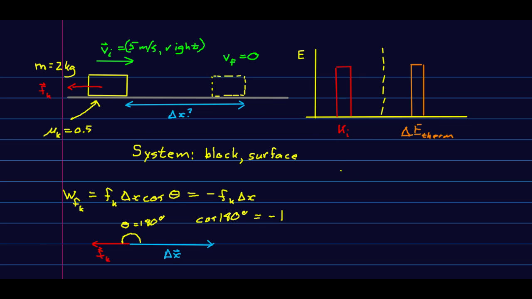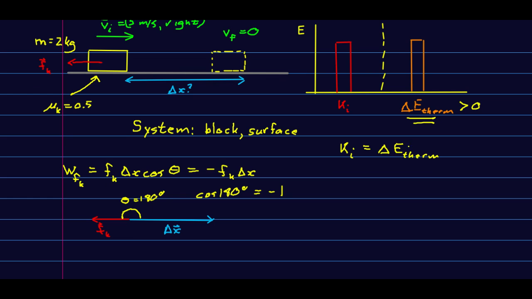We have Ki equals the change in thermal energy. But now here's where there's a sign issue, because while the work done by friction is negative, the friction force magnitude times the displacement magnitude, so this is a negative number, we know the change in thermal energy is positive. We are producing thermal energy. So this work by friction may be negative, but the amount of thermal energy produced is positive.